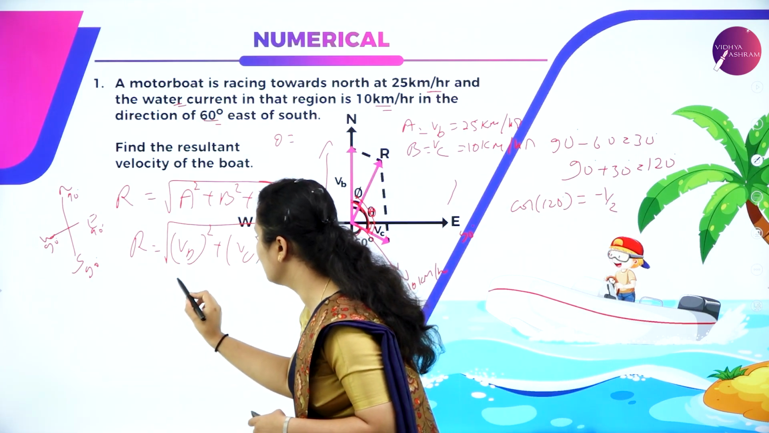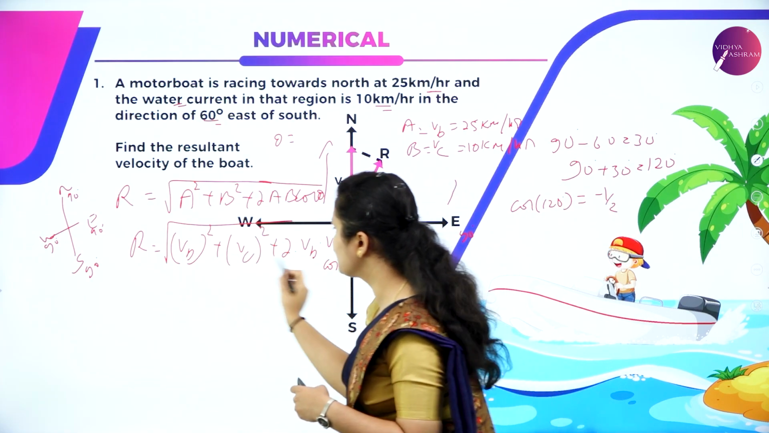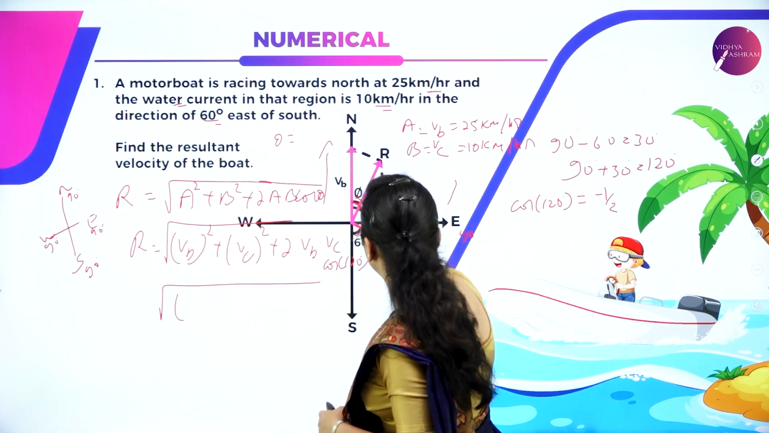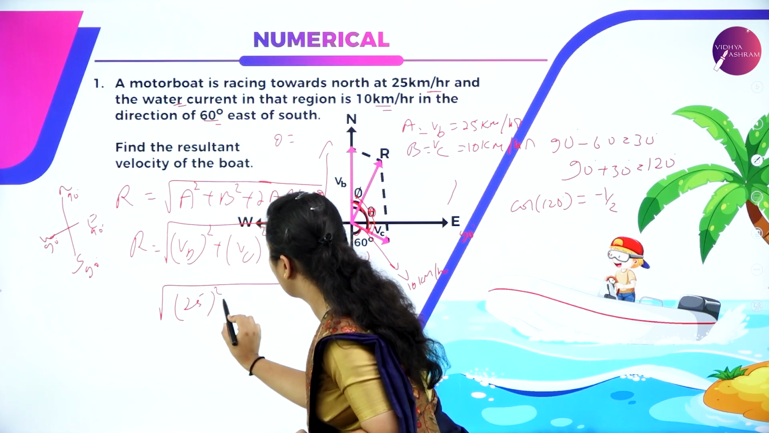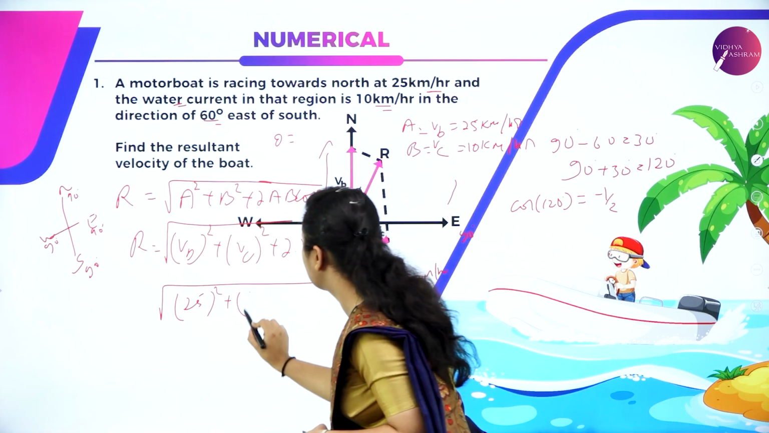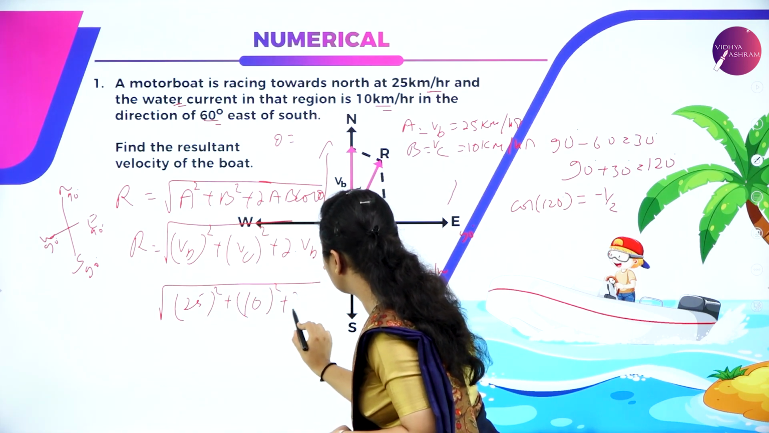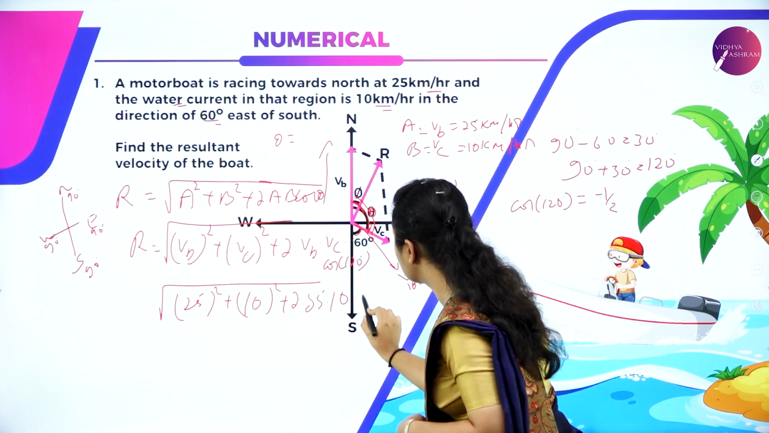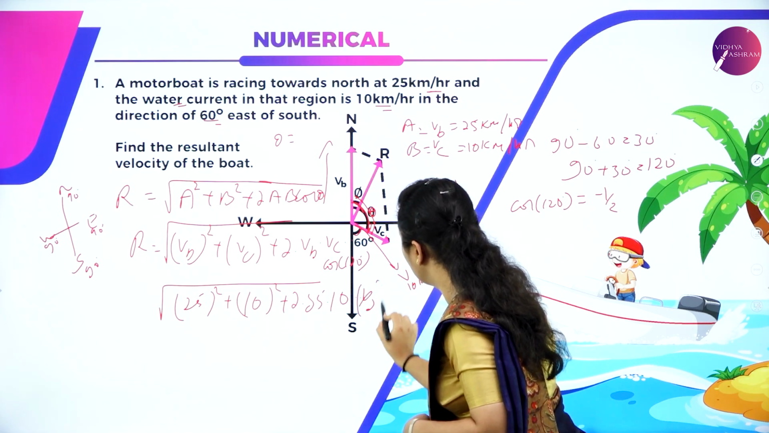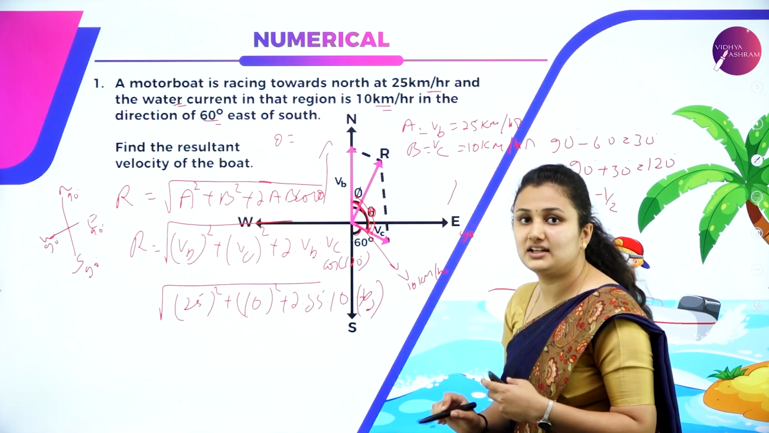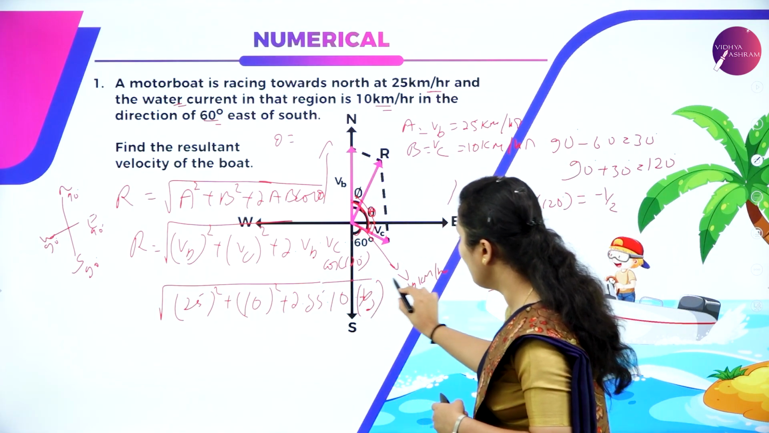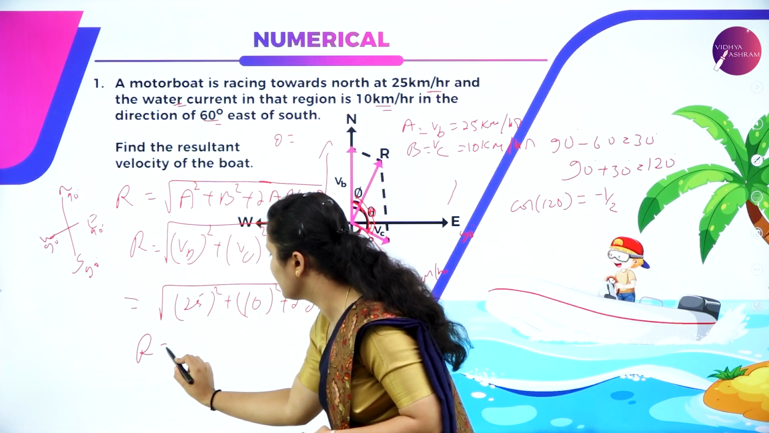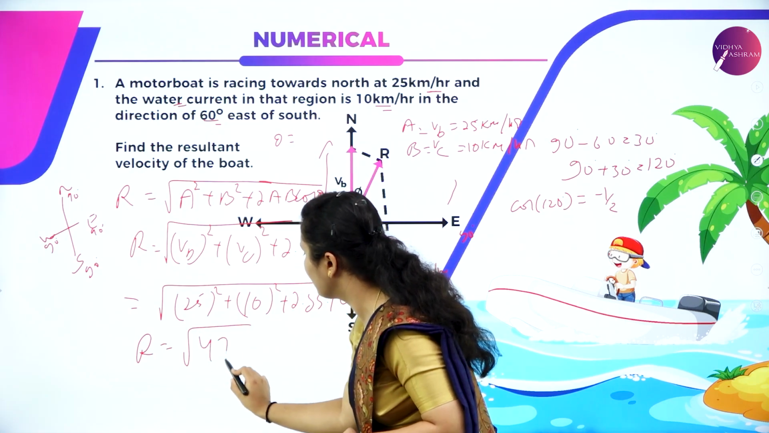On substitution, cos 120 is minus half. Simplify the values. So it will be, what is VB? 25 square plus, what is VC? It is 10 square plus 2 into 25 into 10 into cos 120 degrees, which is minus half, all under the root. So this will give me R is equal to root of 475.